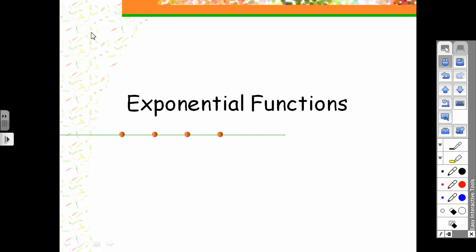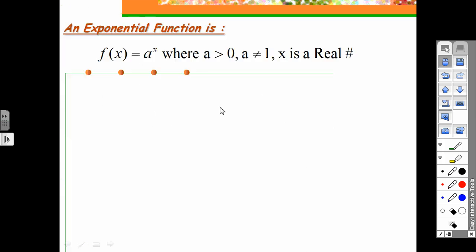All right, so here we go with exponential functions. And just as a fair warning, there's going to be a lot of graphing. So if you don't have graph paper, you need to go out and get some. So we need to start off by defining what an exponential function is.